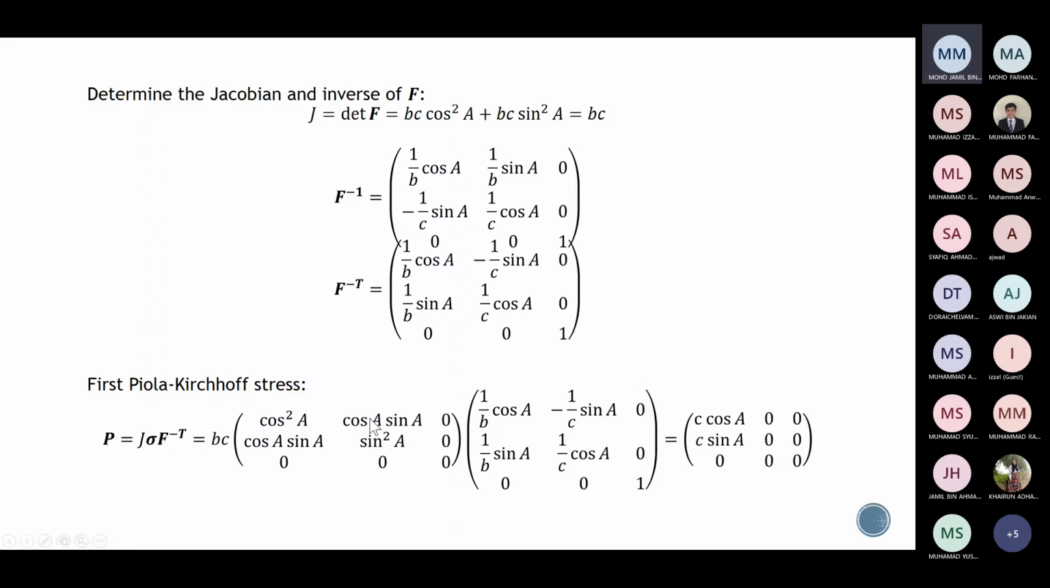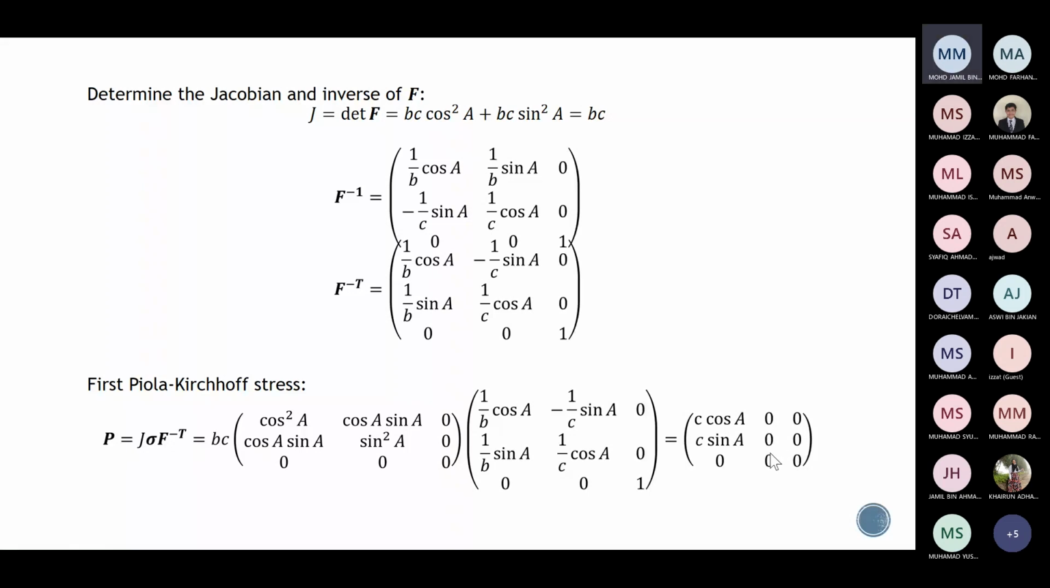Calculate slowly, because this one has no numbers. So you end up with this tensor. If you look at this tensor, it is not symmetric, because you have the C sine A term here that causes the tensor to be not symmetric. So P is always not symmetric.